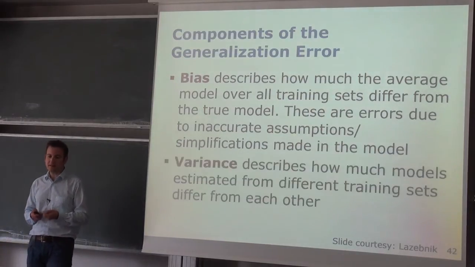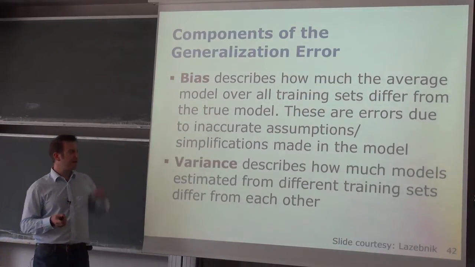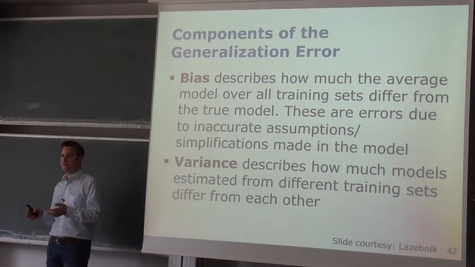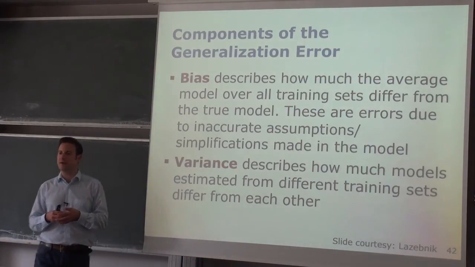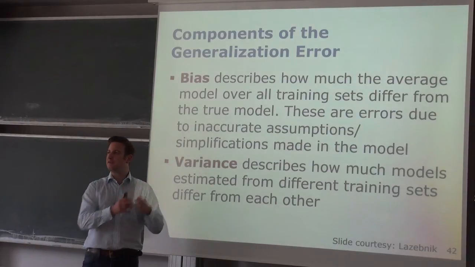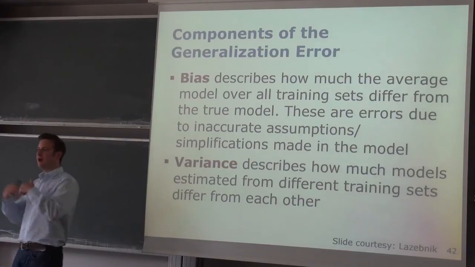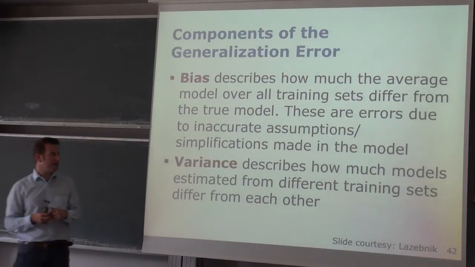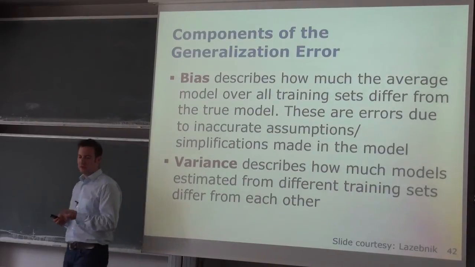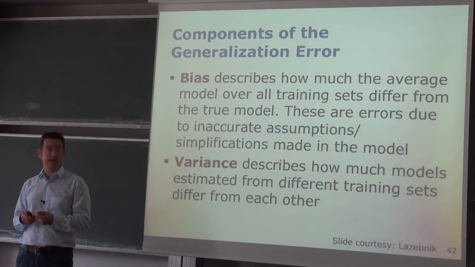The next thing which is important is the variance. And this describes, if I train my classifier on different data sets, how much do those models vary? So if I train on data set 1, data set 2, data set 3, data set 4, and so on, how much do they vary? How different are the obtained models that I estimate from my different training sets?